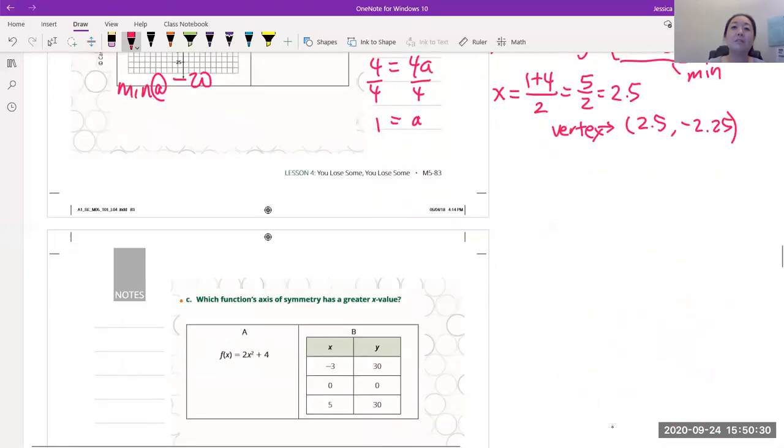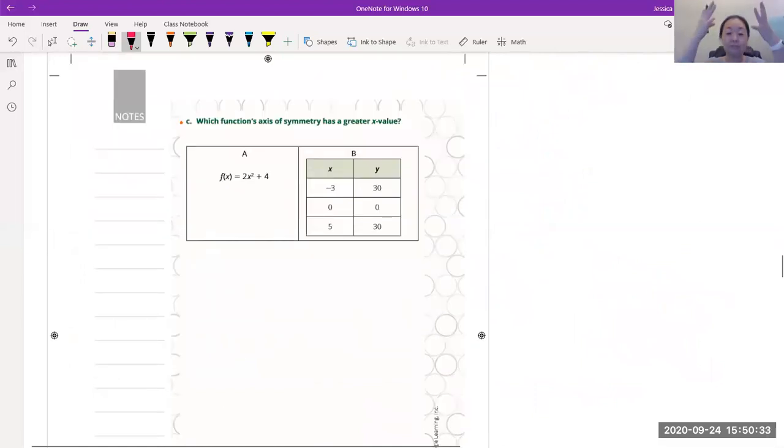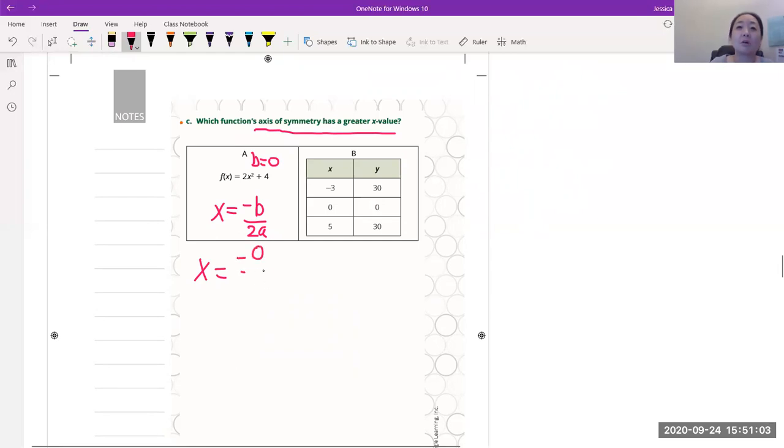Vertex. Last one, right here. All right, so the last one we have: which function has the axis of symmetry with a greater x value? Well, what's the axis of symmetry here? Well, it's in standard form. Standard form is negative b over 2a. Well, what's b? There's no x. Then what is it? Remember, b is equal to 0 then, right? Because that's the only way the x would have disappeared if it was multiplied by 0. It makes things disappear. So x is just going to be negative 0 over 2 times a. a is 2.